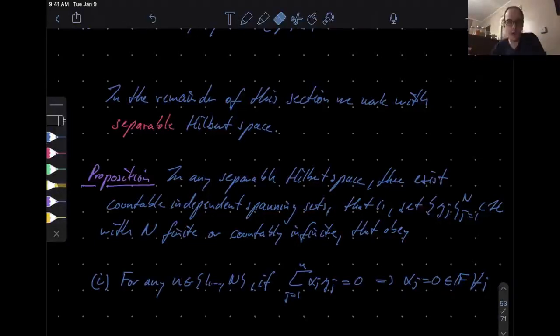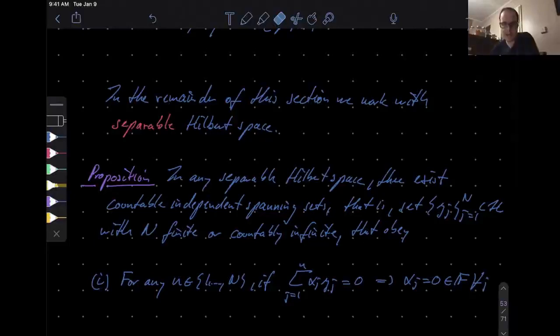So whereas early on we had to rely on some pretty abstract reasoning like Zorn's lemma, here in the separable case things work essentially via mathematical induction. Okay, so to make this more precise, here in the first result: in a separable Hilbert space there exist countable independent spanning sets. So this was already written on the slide last time at the end of the video.